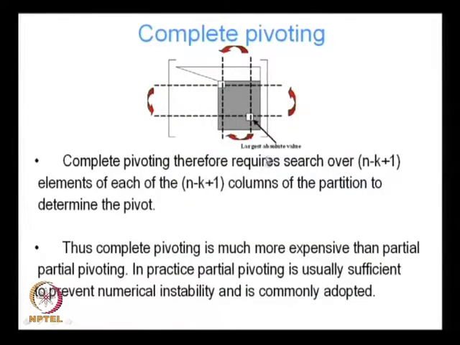Complete pivoting therefore requires searching over the n minus k plus 1 elements of each of the n minus k plus 1 columns of the partition to determine the pivot. Thus, complete pivoting is much more expensive than partial pivoting, because we have to search over all these elements in the entire partition. In practice, however, partial pivoting is usually sufficient to prevent numerical instability and is commonly adopted.